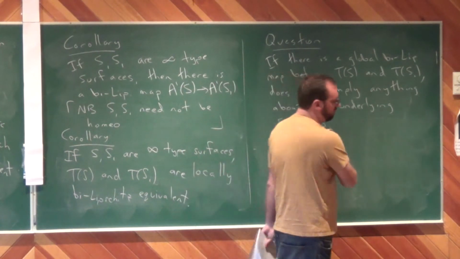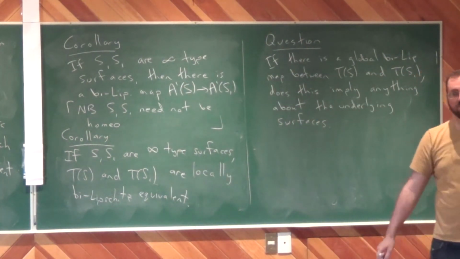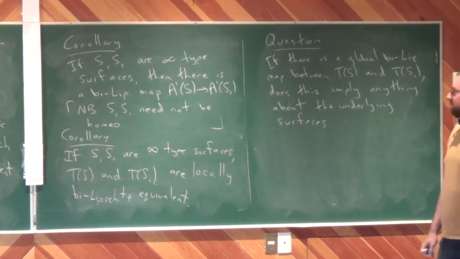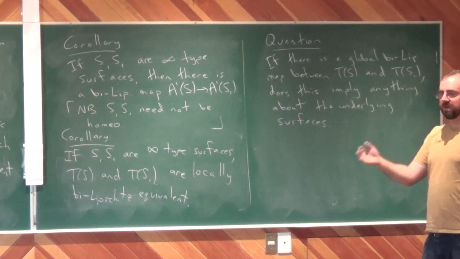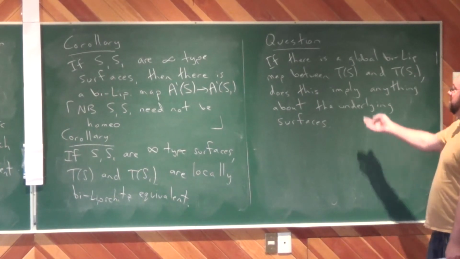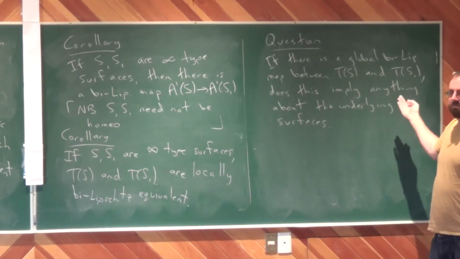So if you have a biholomorphic map, you know the surfaces are quasi-conformally equivalent. If your mapping is only locally bi-Lipschitz, you know nothing. Is there some sweet spot here where you have a globally bi-Lipschitz map? Does that tell you, for example, that the surfaces are quasi-conformally related?